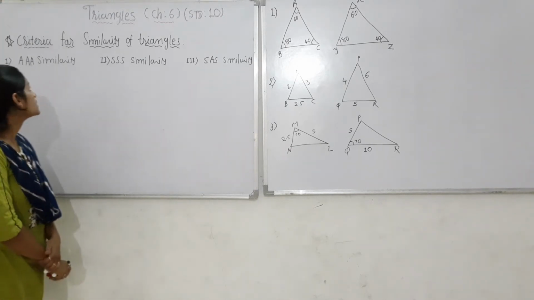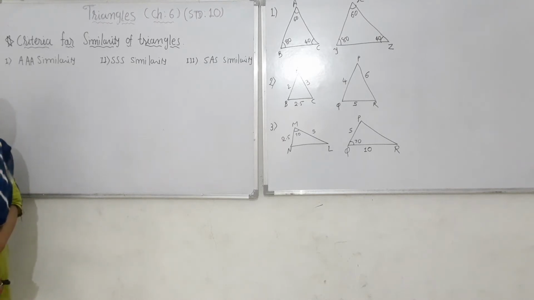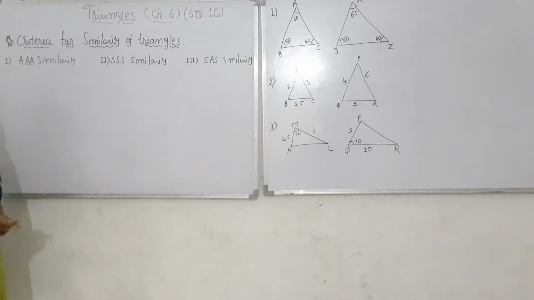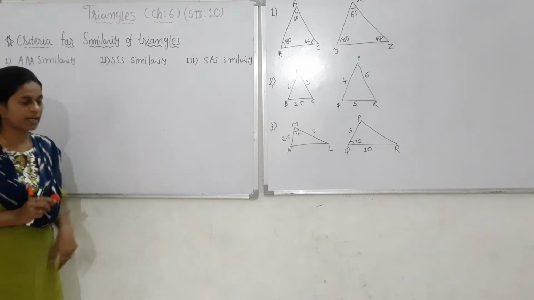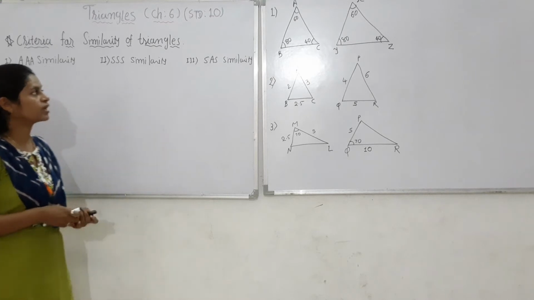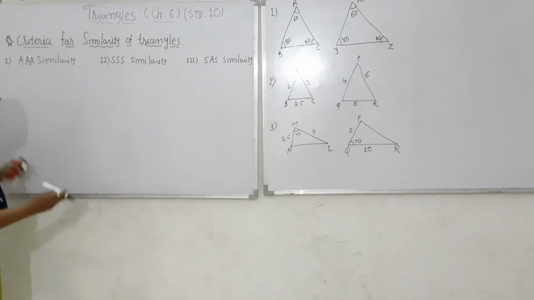Today our topic is criteria for similarity of triangles. We already discussed similarity of triangles. Now, how can you say these two triangles are similar? First is by its definition, and if you have no information regarding its definition, you have three criteria for similarity of two triangles. Your first criterion is AAA or AA similarity. Second criterion is SSS similarity, and third criterion is SAS similarity. Now we understand how these criteria are applied.